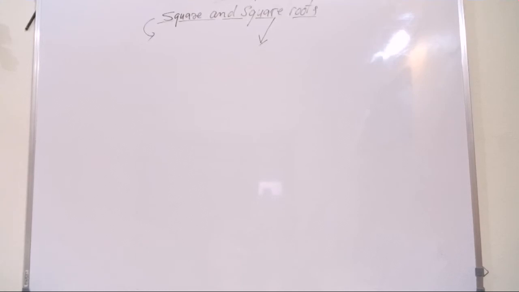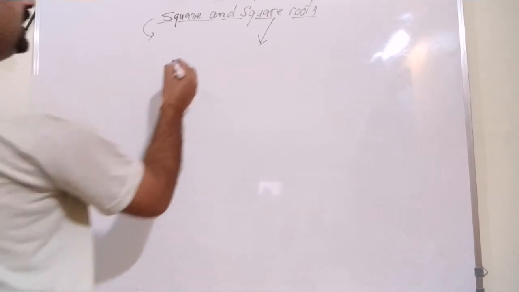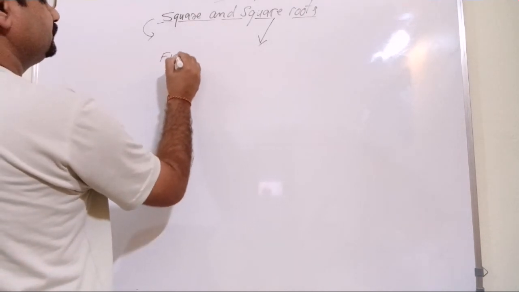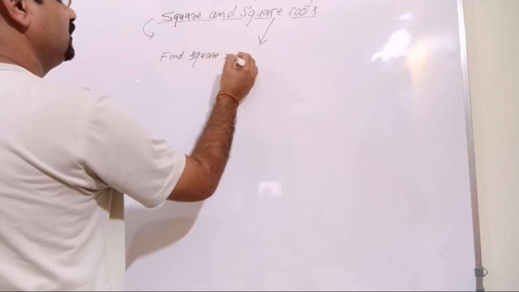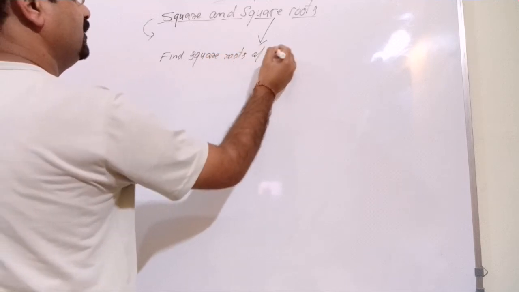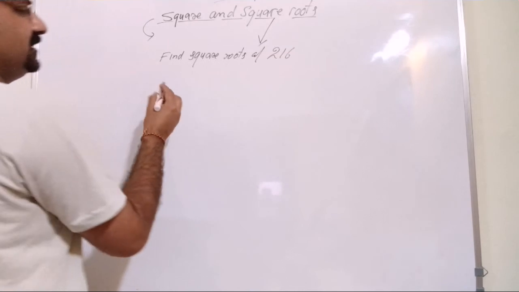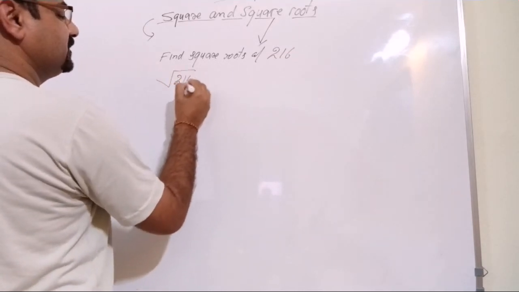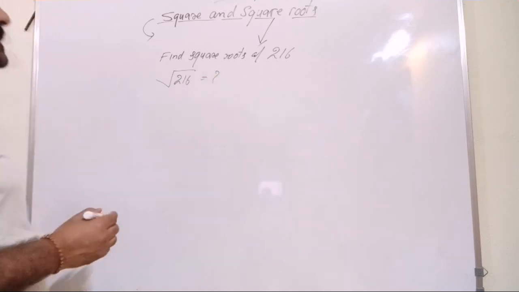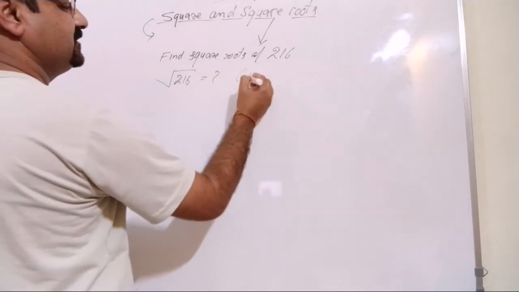Beta, find the square root of the following number. Let me take one number, this is 216. Find the square root of 216, means 216. Okay, this is by prime factorization.